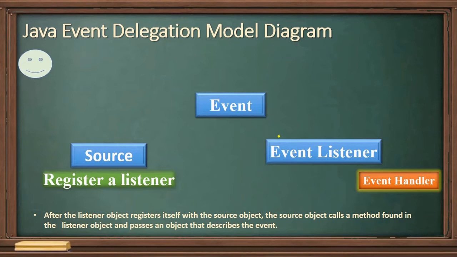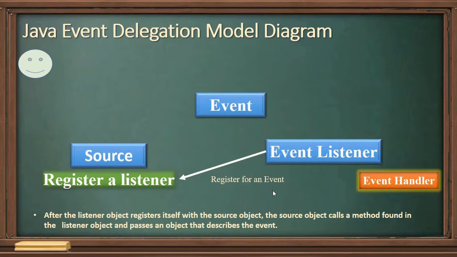You have to have an event listener which can listen to the event. And this event listener must first register itself with the source, saying that whenever an event occurs, it is interested in listening to the events that are generated by the source component.